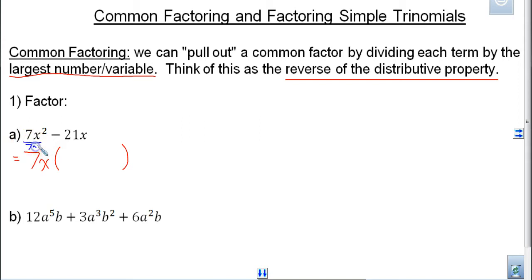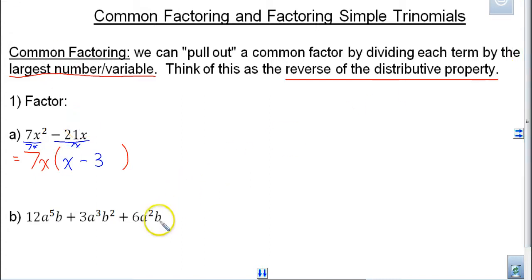So 7x squared divided by 7x, I'm left with x, and then minus 21x divided by 7x, I'd be left with minus 3. So this is common factoring, this is reduced now, and this is the reverse of the distributive property, because now if we were to take this expression right here, this looks like something we were given before. 7 times x is 7x squared. 7x times minus 3 is minus 21x. So we do in fact have what we started with.